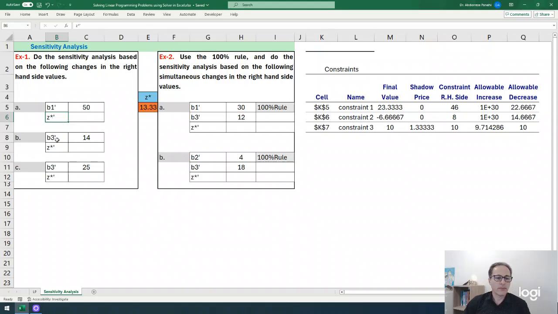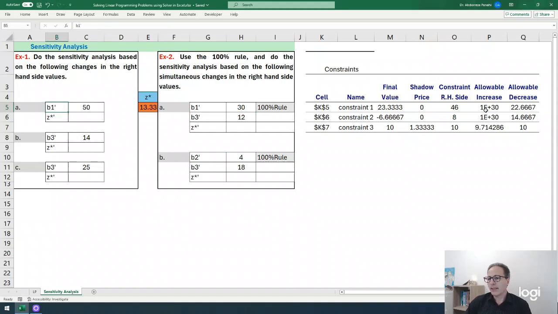Or in the second, we have a change only in the third constraint. It increased by 4 units, from 10 to 14. And in part 3, again from 10 to 25. Exercise 2, we have a change in more than one parameter. In that case, we are going to study the 100% rule. Now, first we start with the change in only one right-hand side.